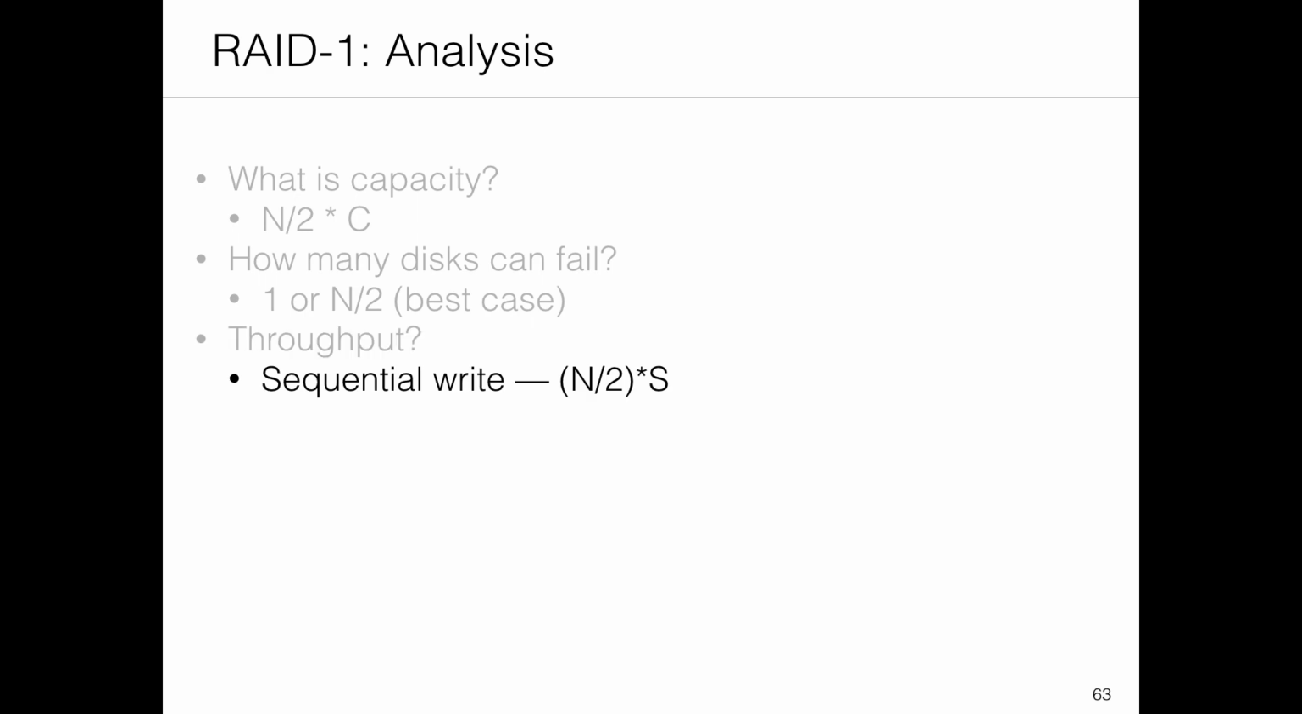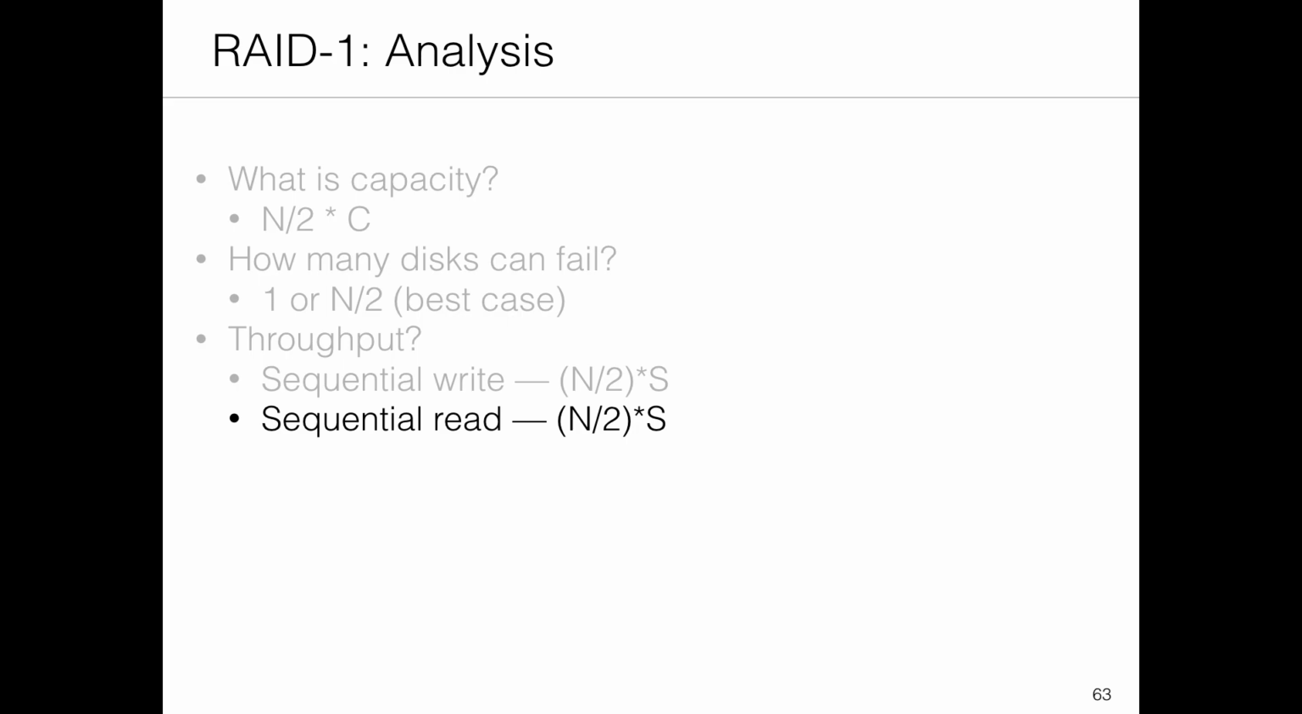Sequential write is going to be n by 2 into s. Why is that? Because we have n by 2. I have to write 2 times, because for each write, we'll have to write to 2 places. So in some sense, the amount of parallel writes, the logical data which we can write, can only be half of the maximum capacity. That becomes n by 2 of s. But that is sequential write.